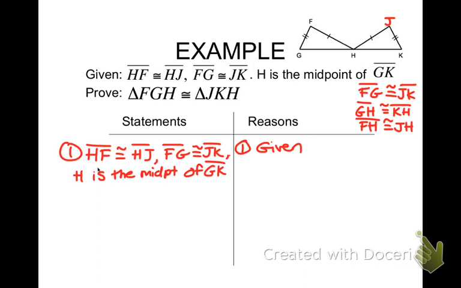Well, which ones were given to me? Well, the first one was HF and HJ, which is the last one. So I'm going to put a little check mark next to that one, because that one's already given. We were also given FG and JK, so I'm going to put a little check mark there. So what else do I need in my proof?